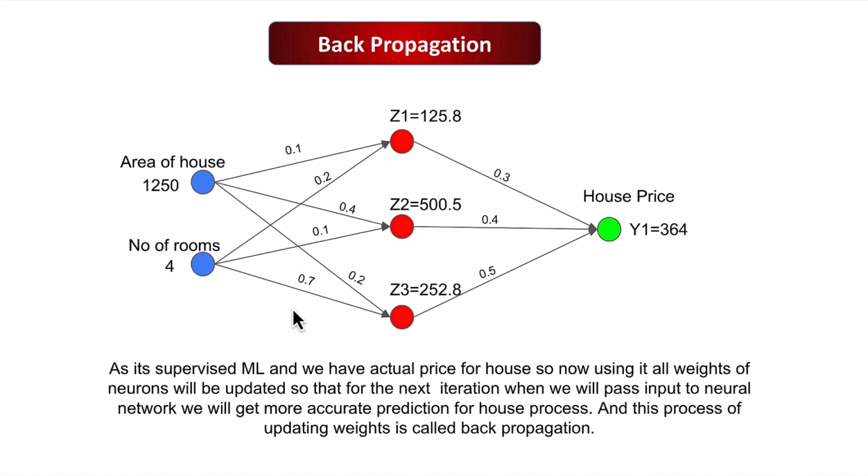So as we are learning about supervised machine learning, we also know the actual price for that house. So after comparing that actual value with this predicted value, we are going to update all of these weights. And this process of updating weights is called backpropagation. And these weights will be updated using a formula which will take both this predicted value of house price and the actual value of house price. And then after doing the calculation, the formula will update these weights. And the process of updating these weights is called backpropagation or learning.